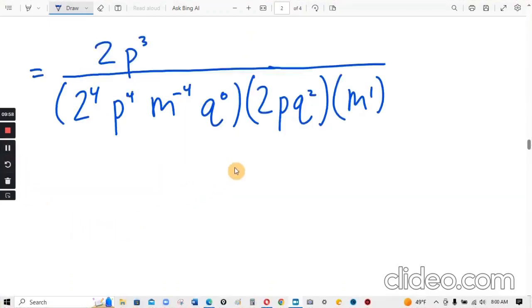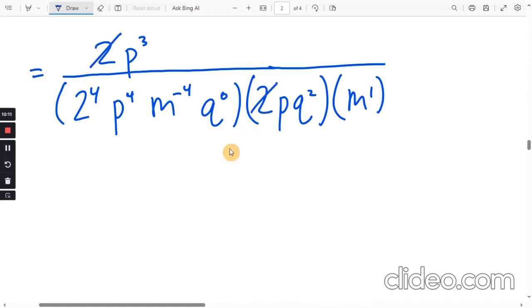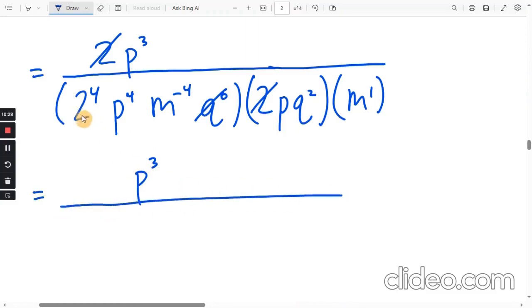All right, let's clean this up a little bit. The order that you do these things doesn't always matter that much. But these are all multiplied on the bottom. There's a 2 on the top and a 2 right here, so I'm going to cancel those 2's. And q to the 0 is just 1, and times 1 doesn't do anything, so I can cancel q to the 0 as well. So let's see, numerator, we have p to the third. Denominator, we have 2 to the fourth. 2 times 2 is 4, times 2 is 8, times 2 is 16. So 2 to the fourth gives us 16.